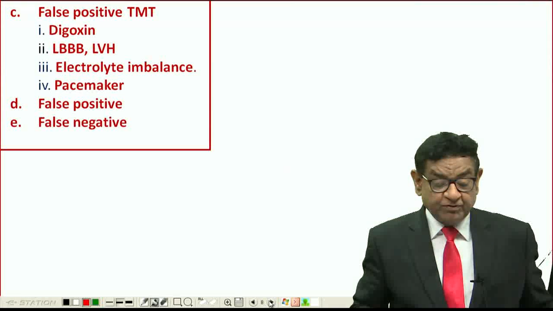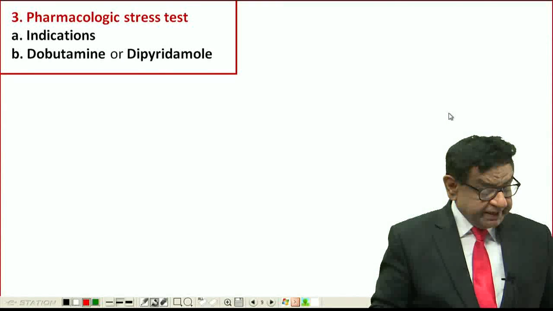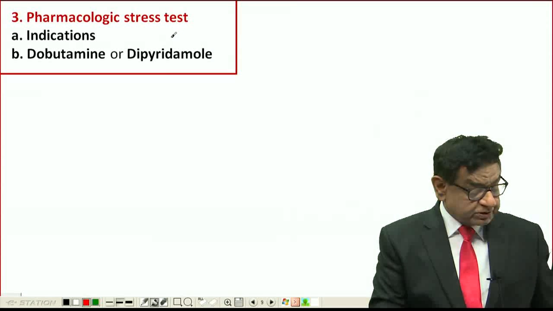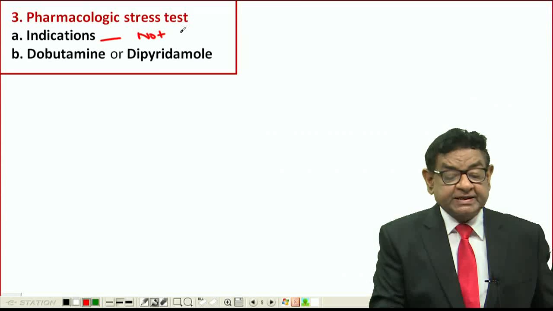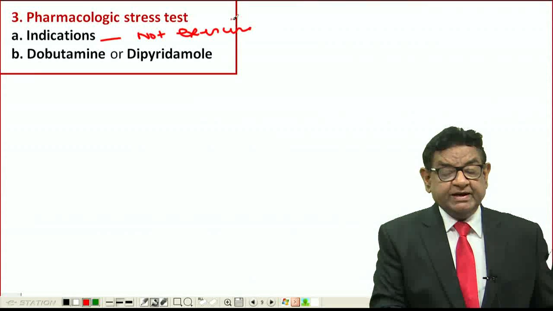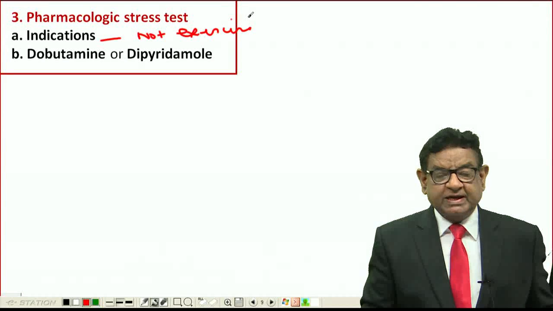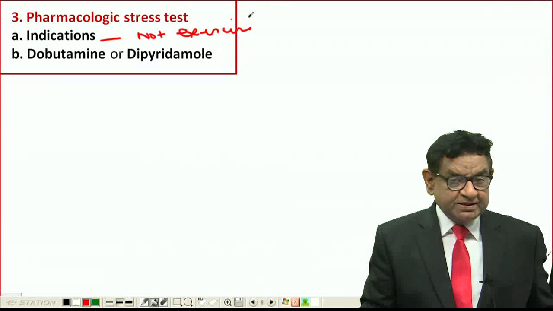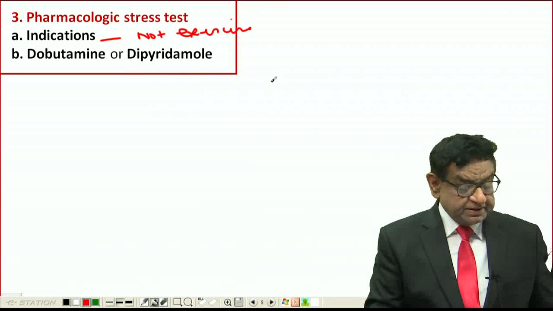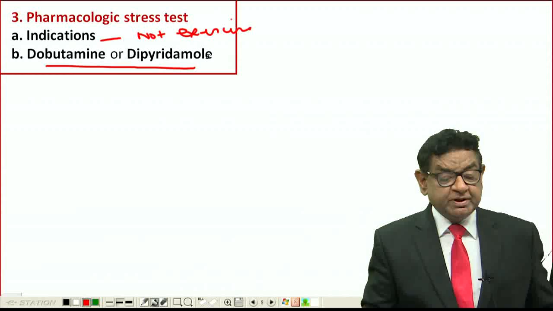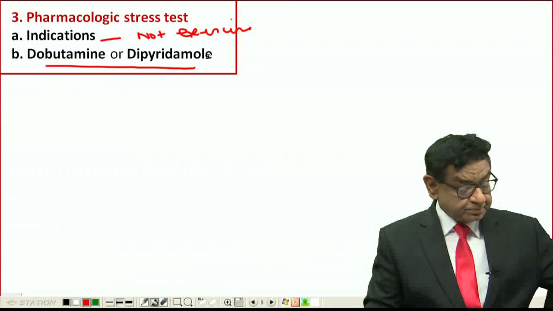So let us see what to do in such cases. We do pharmacological stress tests. Now what are the indications? We do this especially in those conditions where the patient is not able to exercise. We get one patient who has some problem in the legs. He has osteoarthrosis. He says, doctor, I can't run. Then our aim is still to do TMT, and we do pharmacological stress tests. Normally we use dobutamine or dipyridamole. How we do it, I'll discuss very soon.